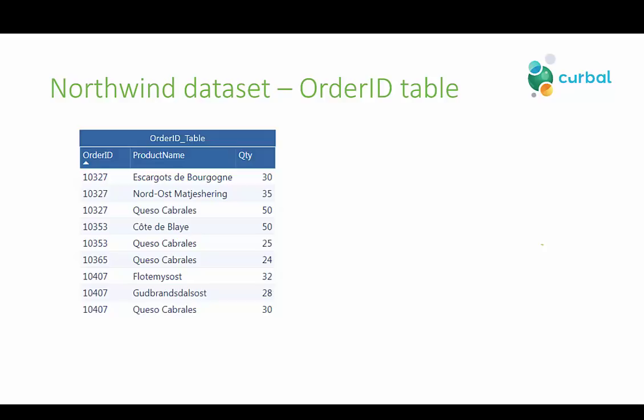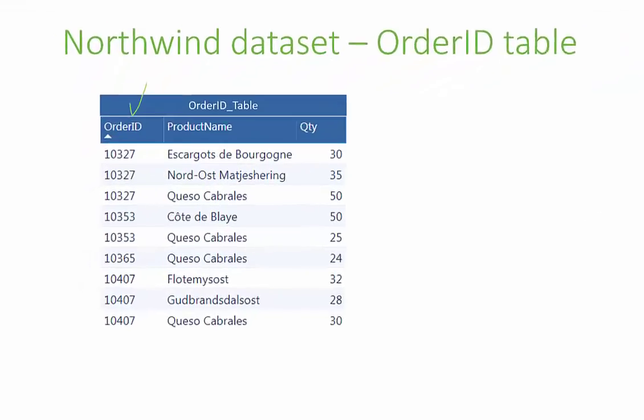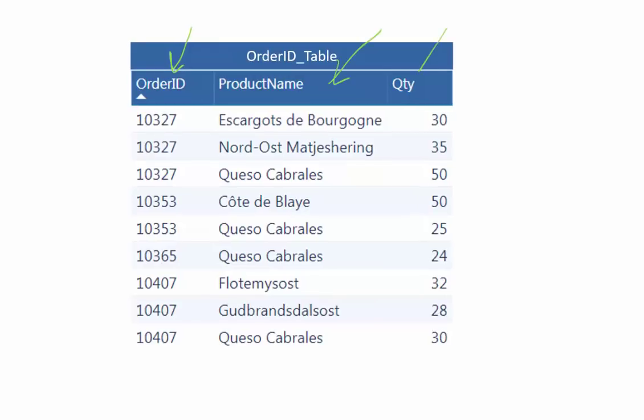There is an order ID column, a product name column, and quantity. So very, very easy. And the first thing I want to talk about is how Vertipaq actually compresses text. Text is not a good idea to store as text. It takes too much space.